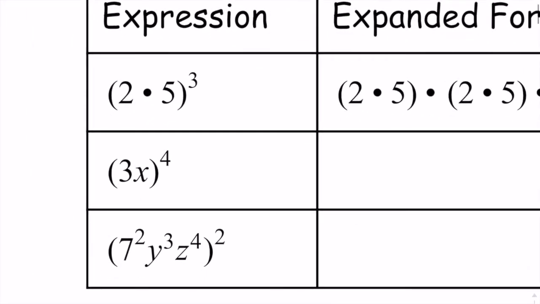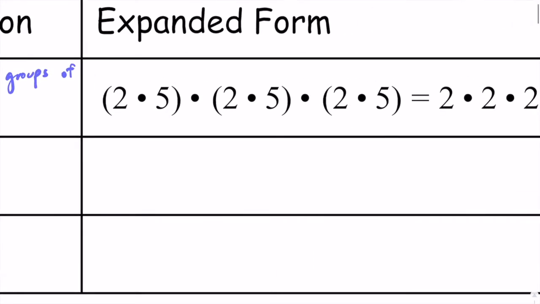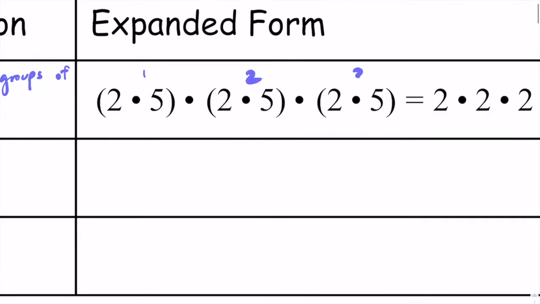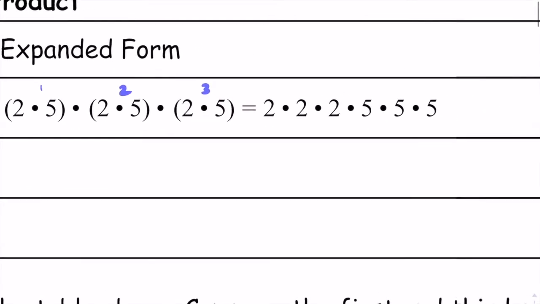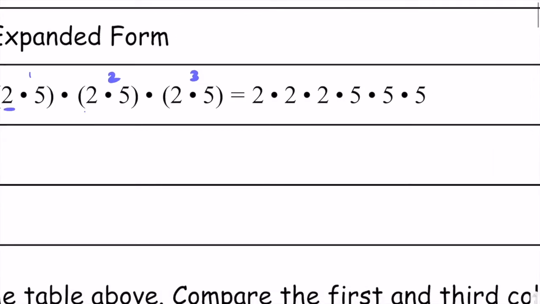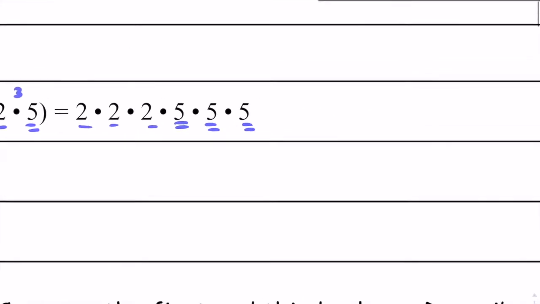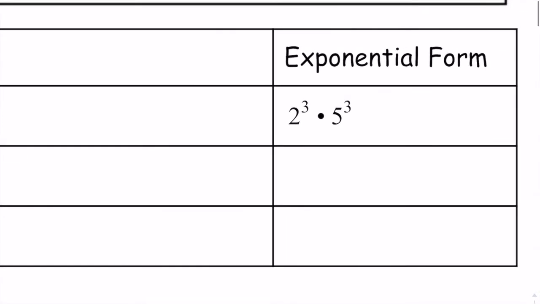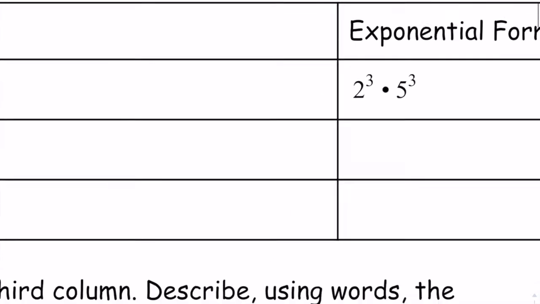So what this is saying is, take a look. Let's say I have 2 times 5, all raised to the third. Well, as I said yesterday, this means groups of. So I have 3 groups of 2 times 5. Here's group 1, group 2, group 3. From here, I would combine all my like terms: 2, 2, 2, and then 5, 5, 5. If I were to rewrite this, it could be 2 cubed times 5 cubed, or to the third power. Third power and cubed are synonymous.